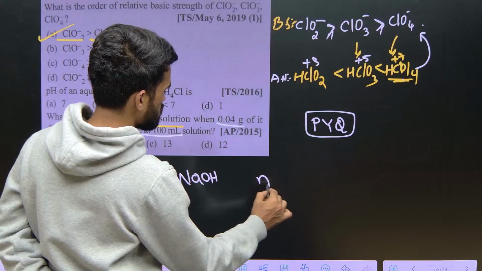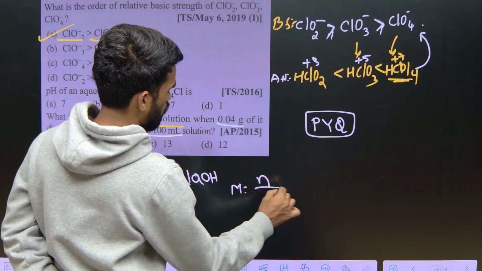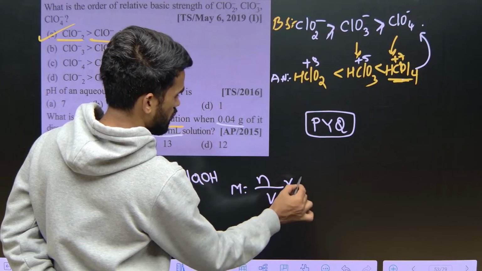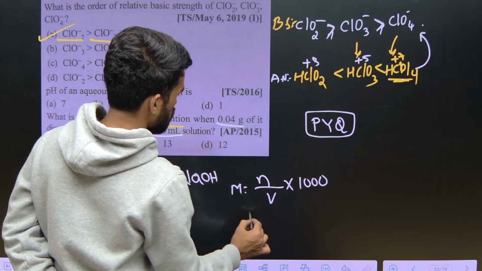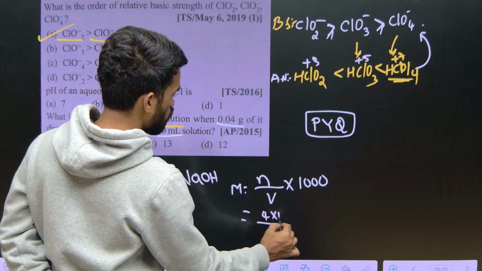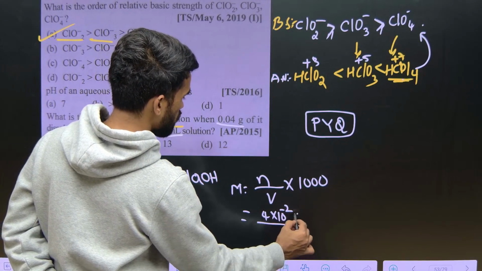Number of moles of NaOH divided by volume of NaOH in liters. If it is in ml, you multiply with 1000. So given 0.04 grams of NaOH, that is 4 into 10 power minus 2 grams of NaOH.